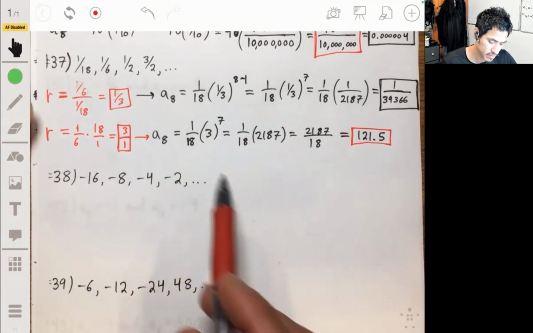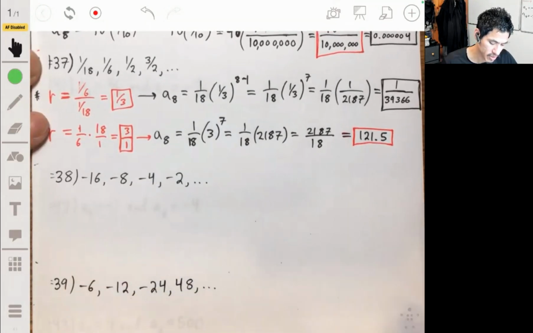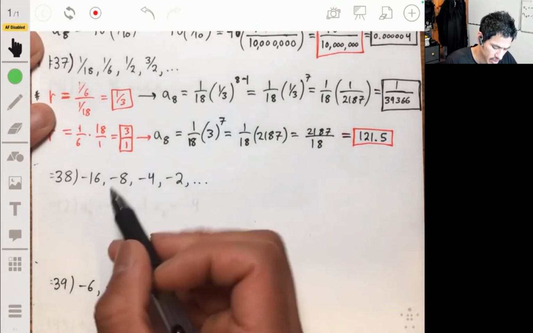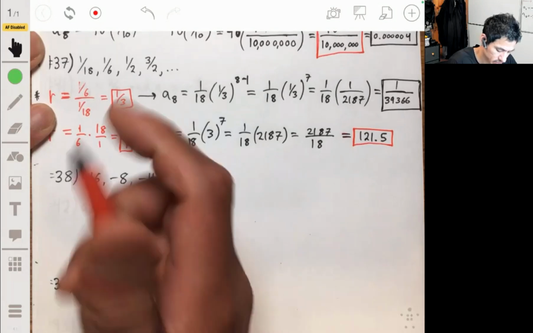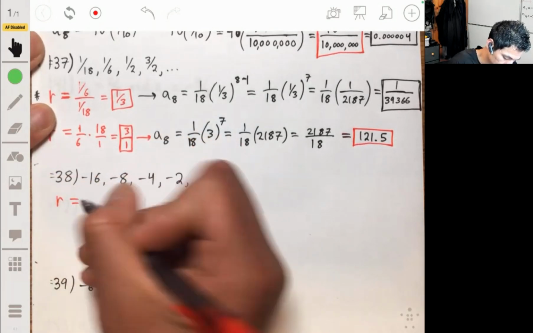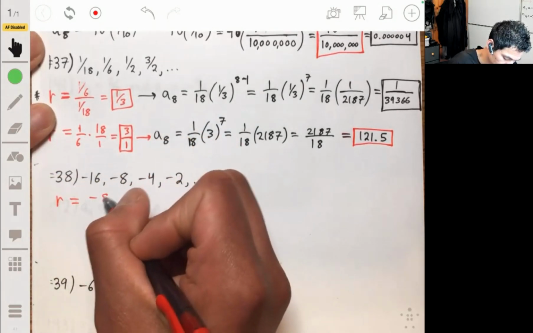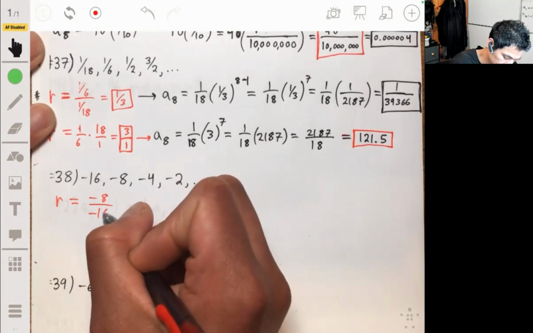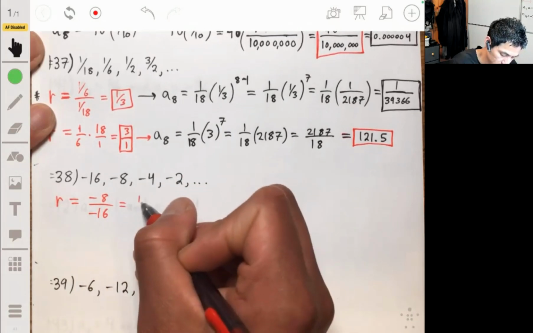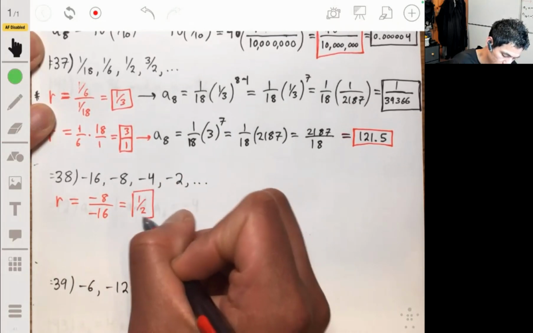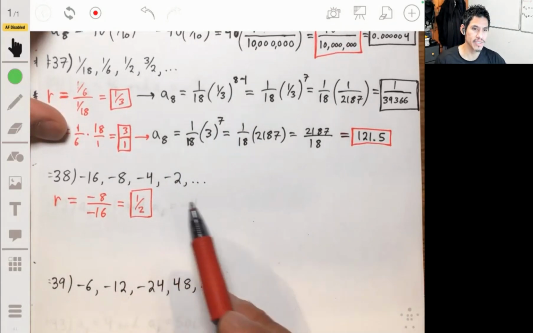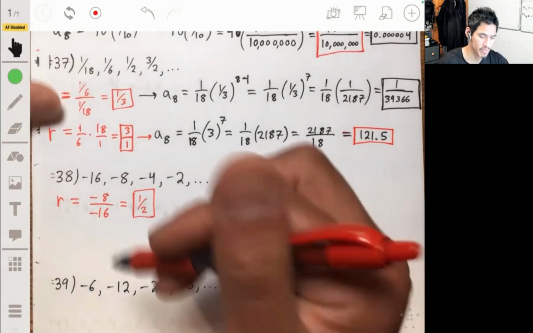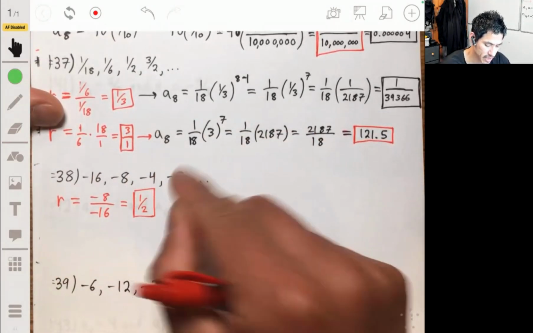Anyways, all right, next one. We go from -16 to -8 to -4 to -2. So the common ratio here, we go -8 over -16. It'll give us 1/2. And yes, I'm sure about that. I'm double checking. Yeah, 1/2 makes sense. Multiplying by 1/2 gives you the next number.